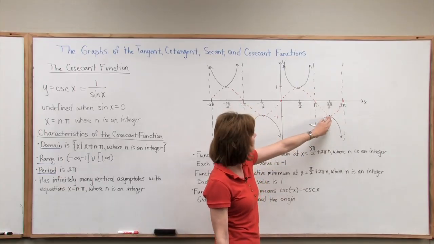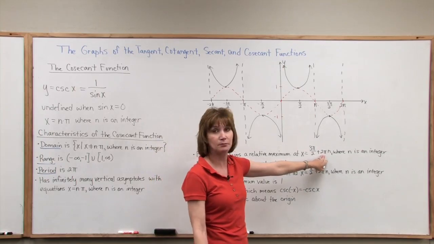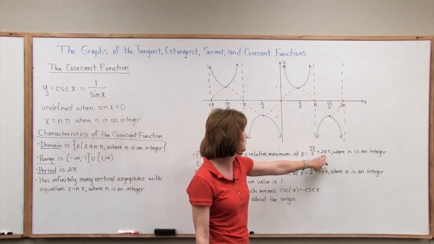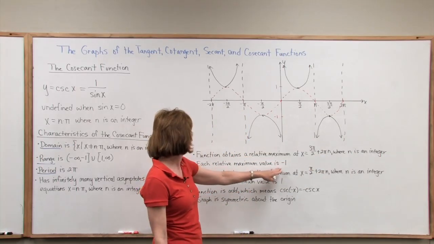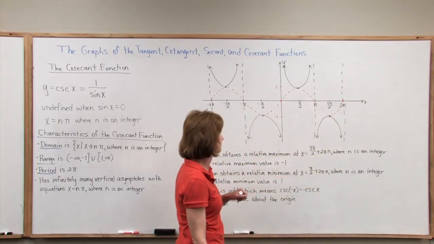Where does it occur? It occurs at 3 pi over 2, plus, of course, 2 pi times n, where n is an integer, adding the period, which gets me to the next one. The maximum value is, of course, the y value, which is negative 1.